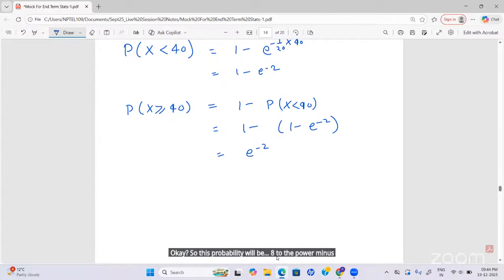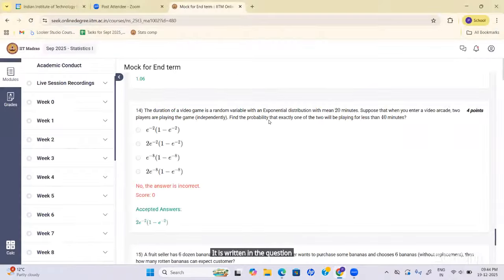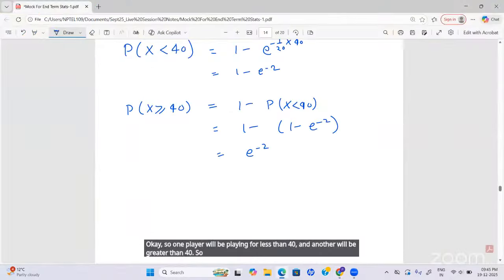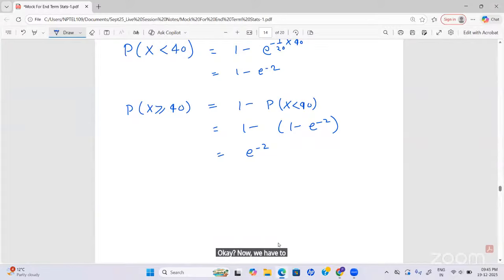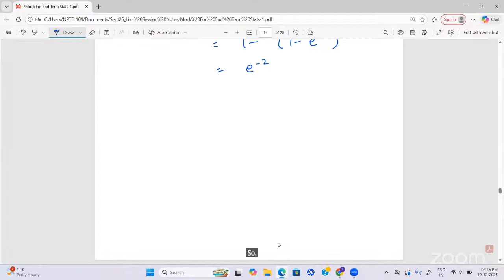Why are we calculating these two? Because it is written in the question that we have to find the probability that exactly one of the two will be playing for less than 40 minutes. So one player will be playing for less than 40 and the other will be greater than 40. So first of all, we have calculated these two things. Now we have to find the probability that, so two players are there. Suppose this is player 1.